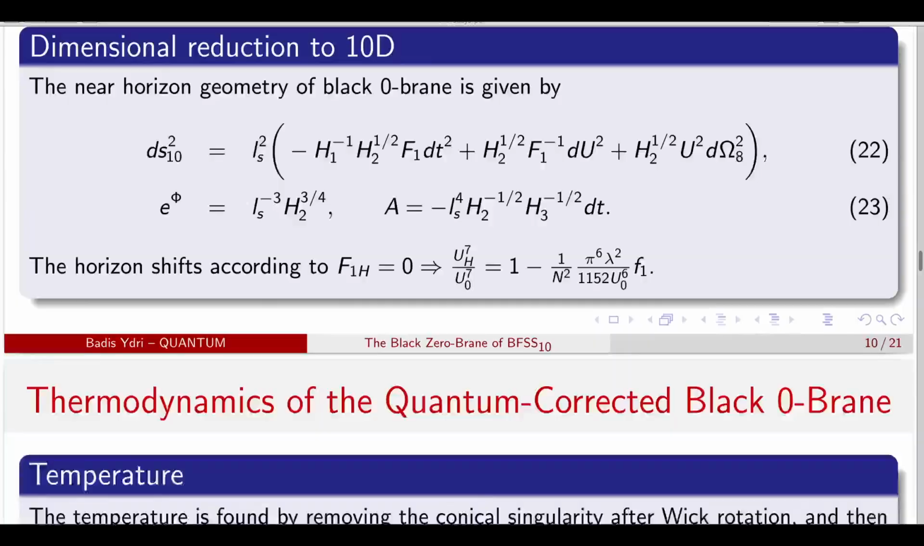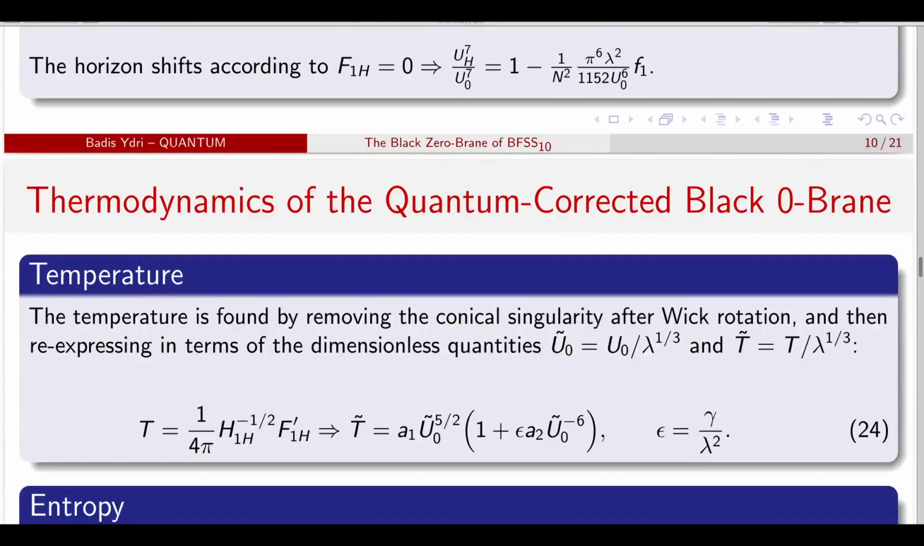We now compute the thermodynamic quantities of the quantum-corrected black zero-brane. These quantities are obtained by evaluating the corrected geometry near the horizon using standard gravitational thermodynamics and the Wald entropy formalism. The temperature is derived by removing the conical singularity from the Euclideanized metric. Equation 24 shows that the Hawking temperature is proportional to h1 at the horizon to the power minus 1/2 times the derivative of f1 at the horizon.